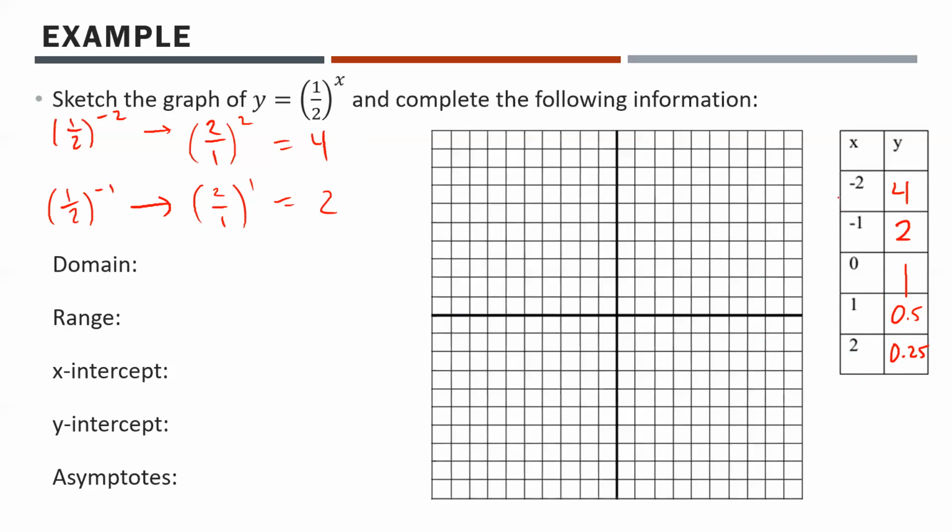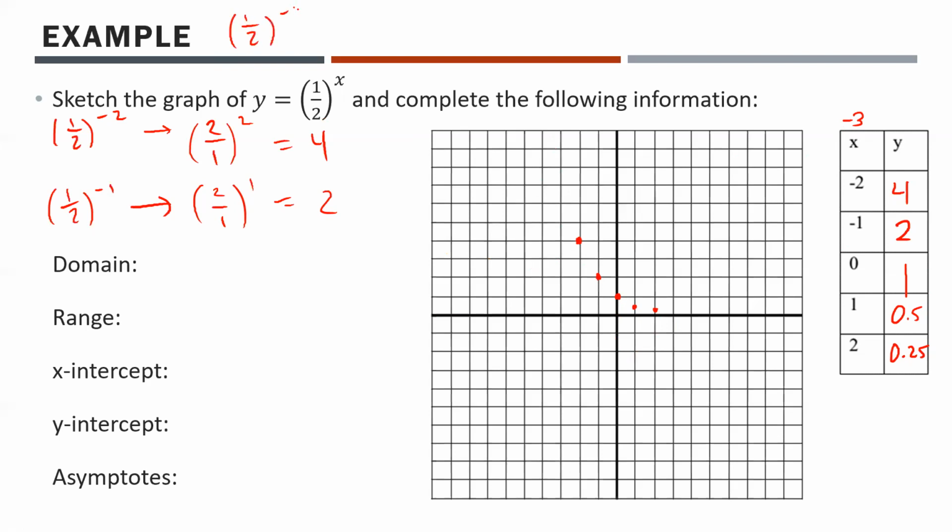Let's start plotting this. So when x was negative 2, y was 4. When x was negative 1, y was 2. When x was 0, y was 1. When x was 1, y was 0.5. And when x is 2, y is 0.25, so about right there. If you really want to go crazy with this, you could try an x to the power of negative 3, because we could see like, oh, it's going to be going up here somewhere. We can find exactly where that is. Well, I'll do it kind of just up here.